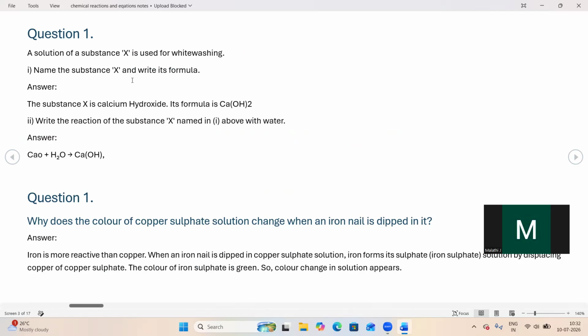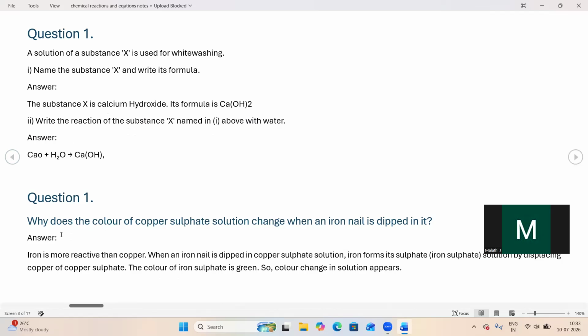Then a solution of a substance X is used for whitewashing. Name the substance X. We have done one reaction where we saw that. In that there is calcium hydroxide. You will use it for whitewashing. So X is calcium hydroxide. Its formula is Ca(OH)2. With the reaction, the substance X is named above with water. How will we get it? Calcium oxide when it reacts with water, we will get calcium hydroxide.